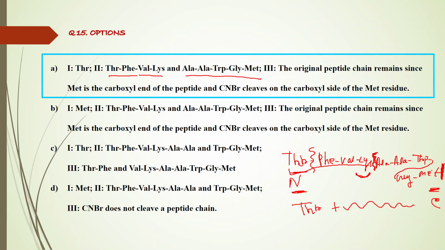If there was another amino acid residue present, like X after methionine, then CNBR would have cut the peptide sequence there. But as it does not have any other sequence after methionine, there is nothing for you to cleave. So the third option is that after treating with CNBR, the original peptide chain will remain, because methionine is itself sitting at the carboxyl end of the peptide. Okay. Hope this is clear. Please do remember these things so that it will be easy for you in exams as well as assignments.